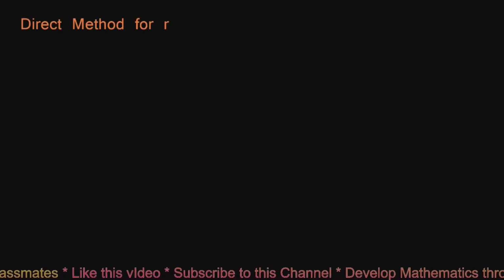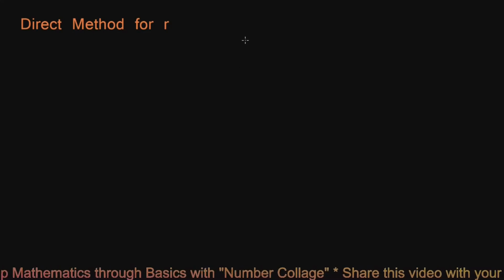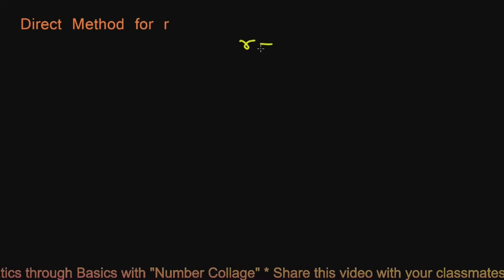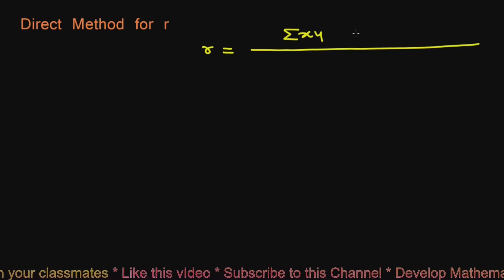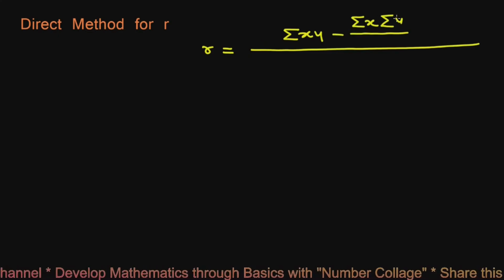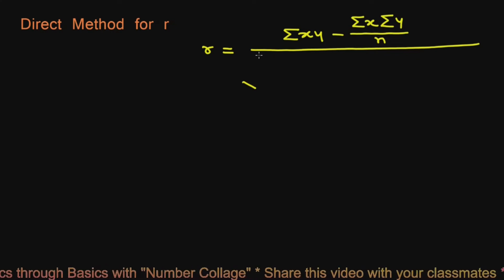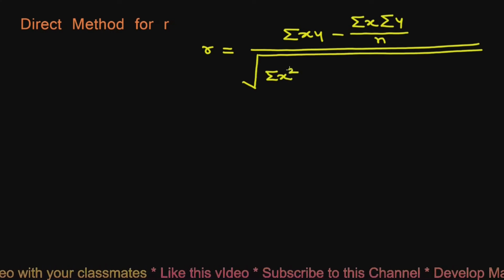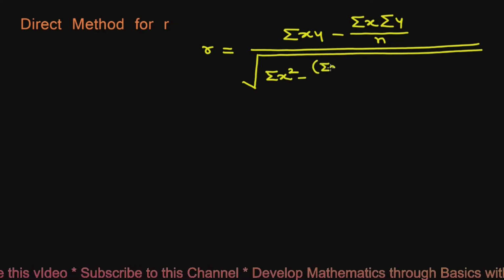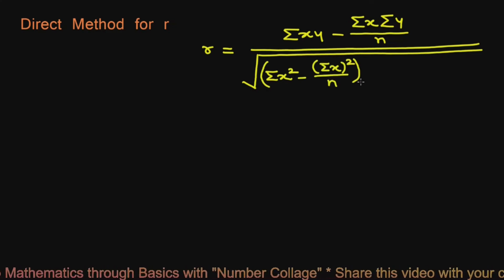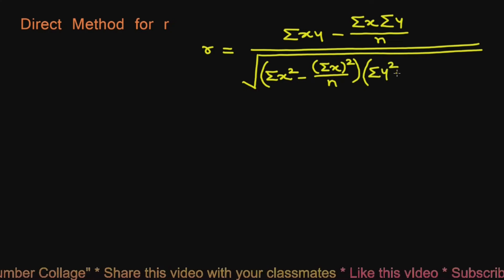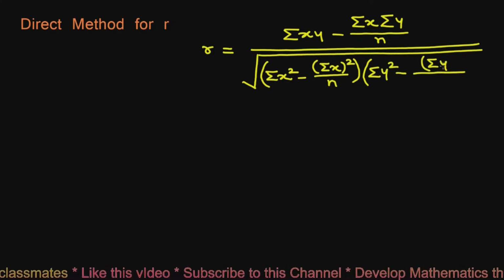Now we will see how we can use the values of x and y directly to find the coefficient of correlation r. So now we will see the direct method to find r. The formula for finding r directly from the values of x and y is: summation xy minus summation x summation y upon n, upon square root of summation x square minus square of summation x upon n, multiplied by summation y square minus square of summation y upon n.